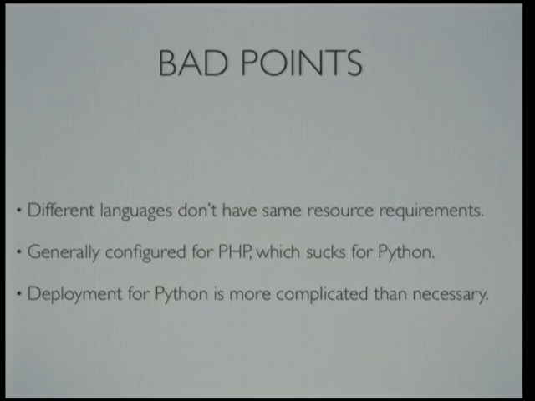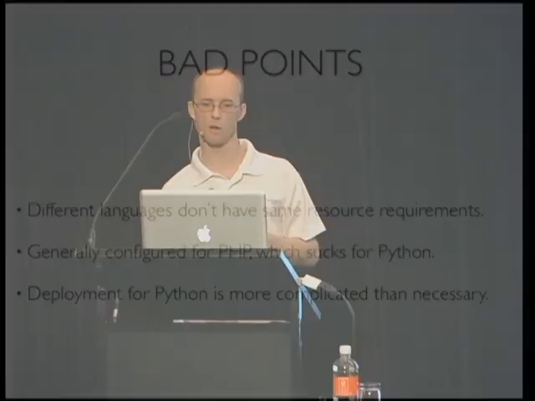FastCGI is a method you'll often find in shared web hosting environments. The problem is that it's very popular for hosting PHP. And as a result, the configuration that the web hosting companies use is biased towards PHP, and basically sucks for Python. They'll set it up so that FastCGI processes will be spawned single-threaded, might allow a lot of them, but it will kill them off quite quickly, because the difference between PHP and Python is PHP effectively loads in the whole app structure on each request and then throws it all away. So it doesn't matter if it kills off the process every so often.